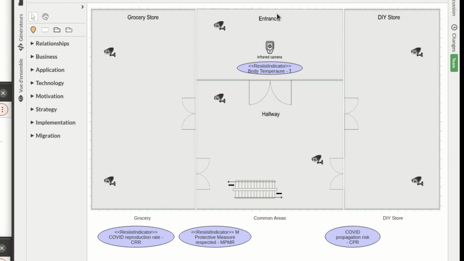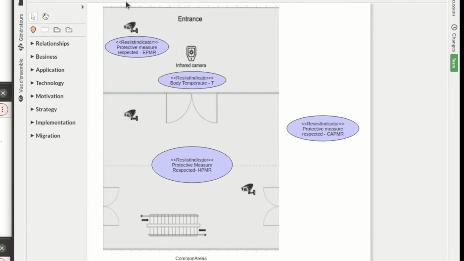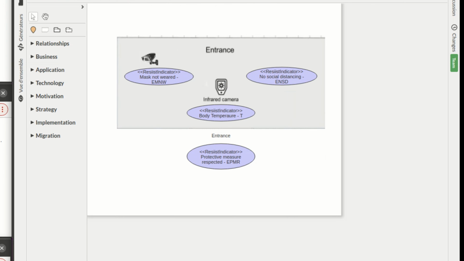The last zone we introduce is the common parts, composed of the entrance and the hallway. Each one has a PMR, EPMR and HPMR. Following the same calculus as previously, CLPMR is obtained. Concerning the temperature, remember this one is integrated with the global PMR, MPMR, and the CPR in the global mall described at the beginning of this video.